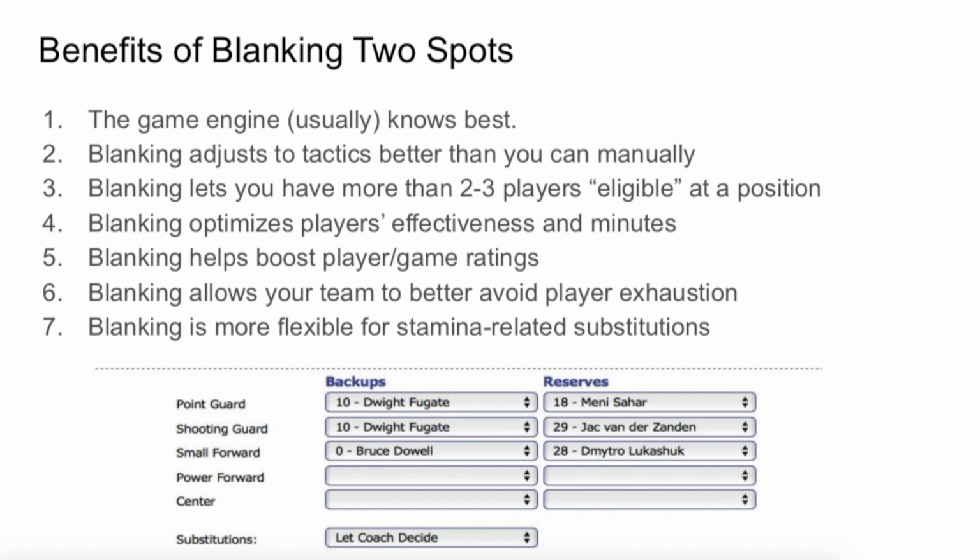So I know player exhaustion is something that's still relatively new to BuzzerBeater, but if you're blanking players in like two spots, then those players have a much less likelihood of becoming exhausted because the game engine will naturally sub them out before they get to that point. And then the seventh thing is that blanking is more flexible for stamina-related reasons. So if you have any sort of players who have stamina problems, or maybe they have 1 to 2 atrocious to pitiful stamina, this blanking method allows them to get substitutions in and out both more frequently and before they get tired and start to perform poorly.